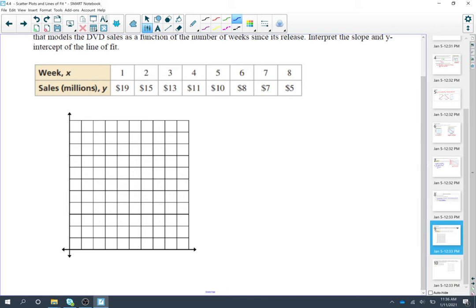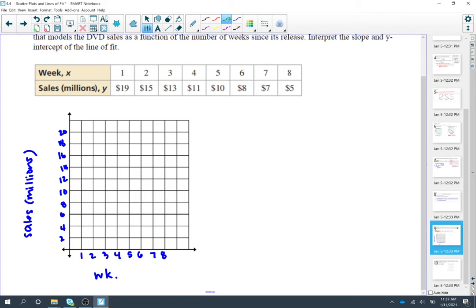X-axis, y-axis, I'm going to have my weeks: 1, 2, 3, 4, 5, 6, 7, 8. Week. Then I'm going to have my sales in millions of dollars. It looks like we have to get up to at least 19, so I'm going to count by 2s: 10, 12, 14, 16, 18, 20. And make sure we put sales, and make sure you label that this is in millions of dollars. Okay, so this is really $19 million.